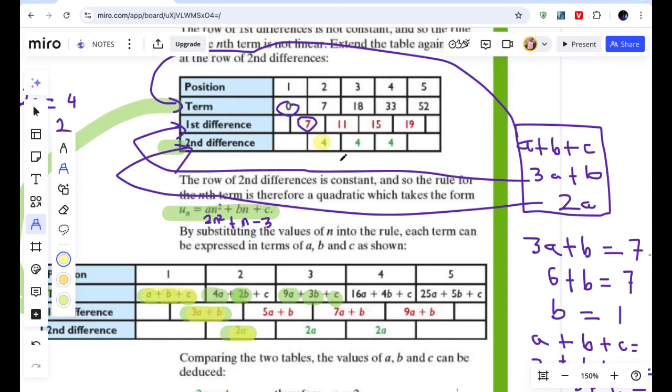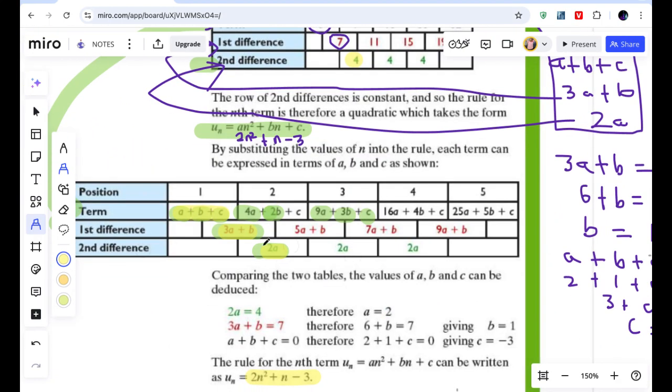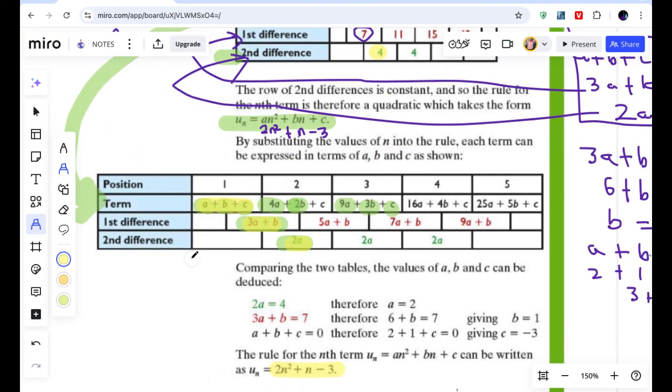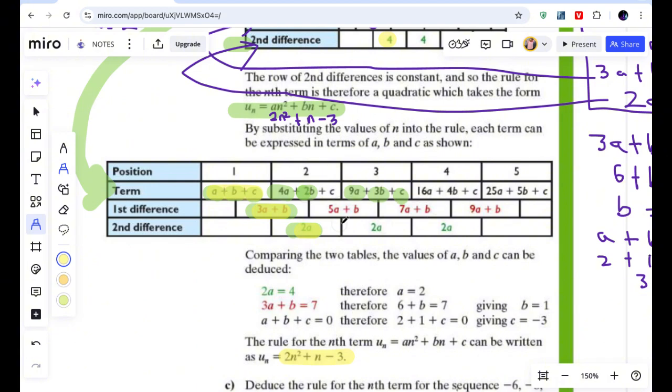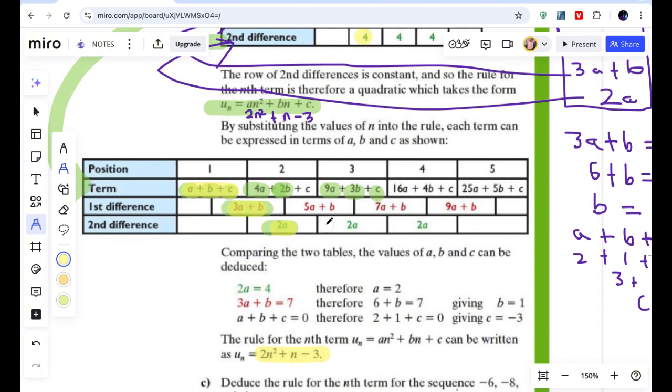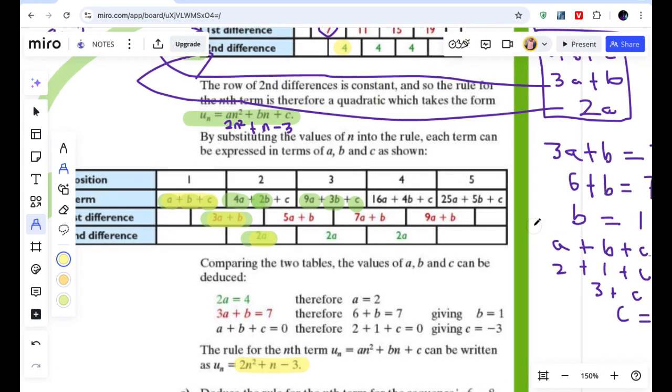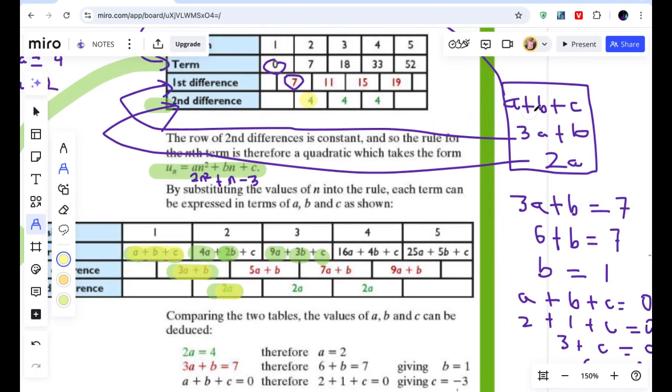So this table is the one that wastes time. Now I'm telling you, I have a trick. You don't need to do this table anymore. You just need to memorize that the location for the term is A plus B plus C. The first level difference is 3A plus B, you need to memorize it. And the second level difference is 2A.